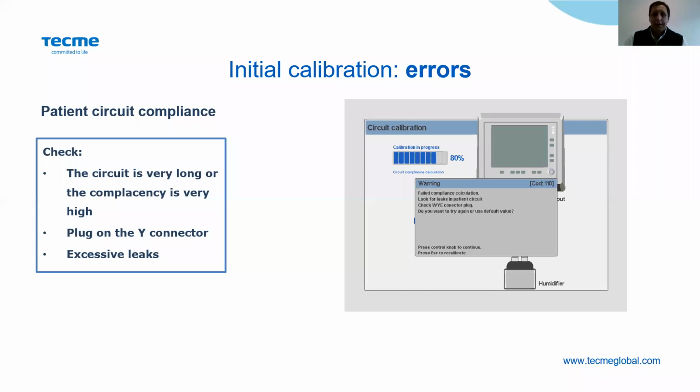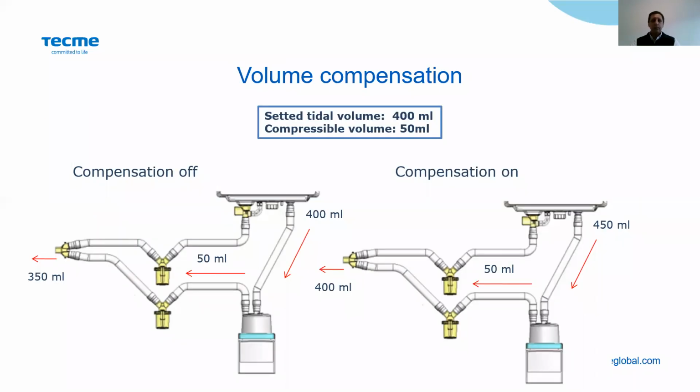Well, here also the situation was not so clear. The correct answer is that the tidal volume delivered by the machine when this compensation is activated is going to be higher, in order to compensate for the loss of volume that can remain inside of the patient circuit.